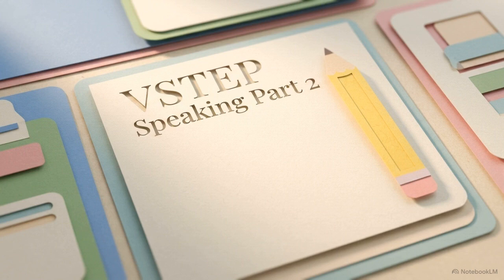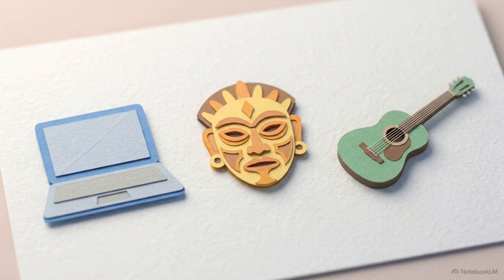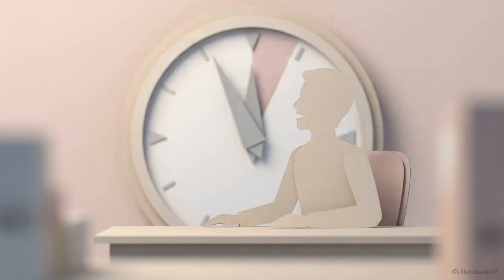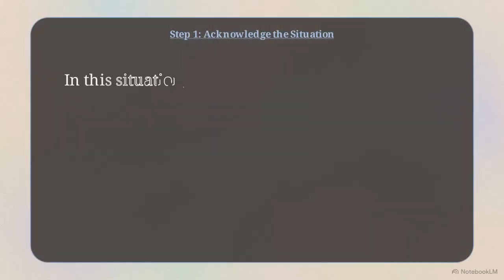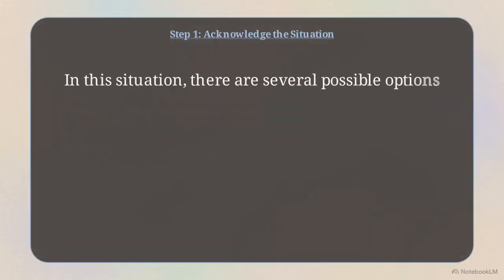Let's look at a practice prompt. You want to take a new course to develop your skills, and you have 3 options: an online course, a local cultural class, or a musical instrument course. Rather than starting in silence, you can buy yourself thinking time by acknowledging all the options out loud. Note this introductory sentence. In this situation, there are several possible options that we can take into consideration.